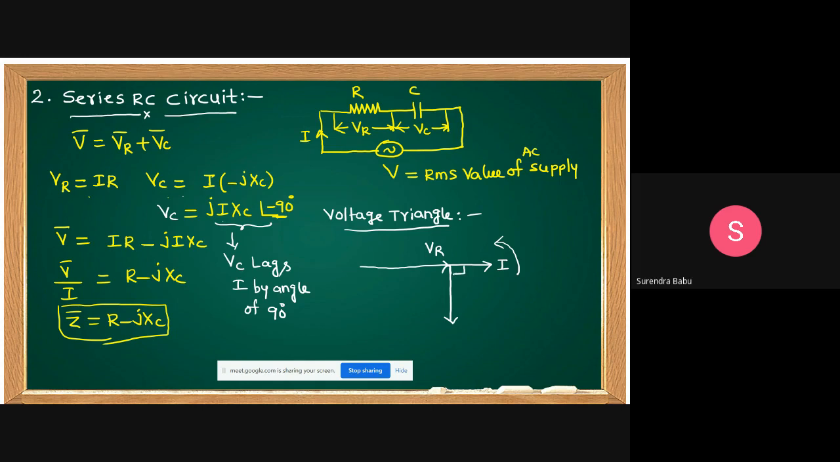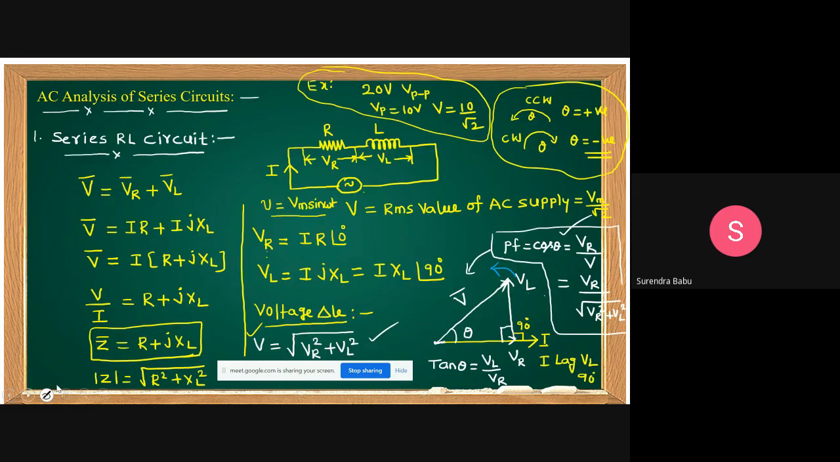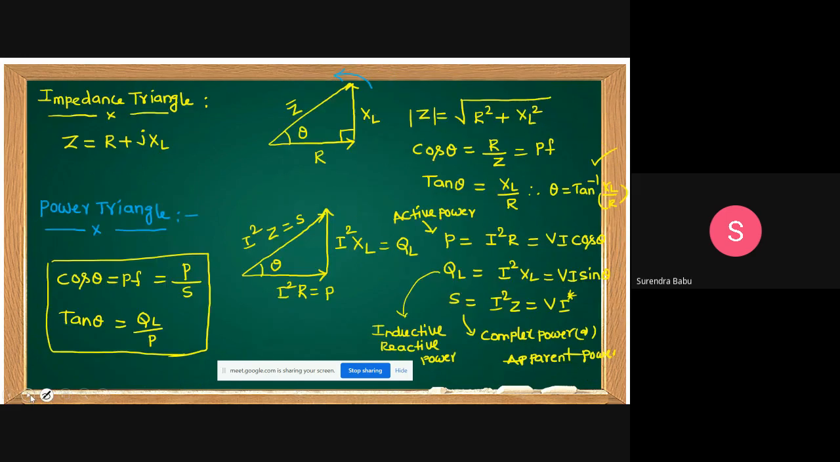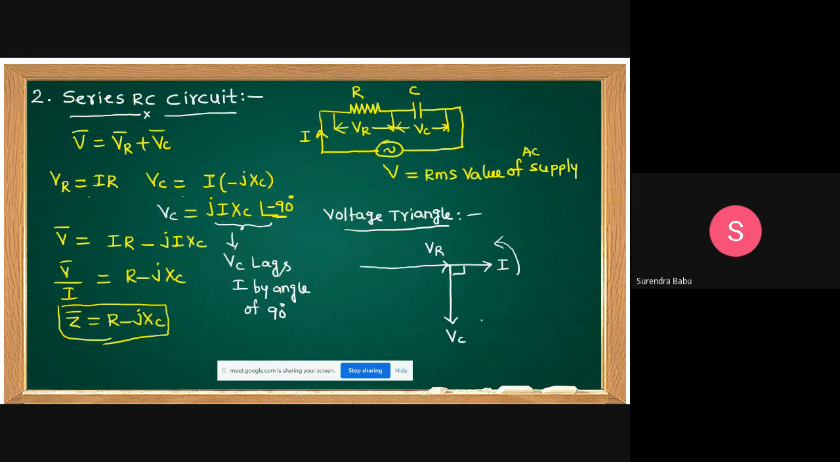Okay, this is the 90 degrees. This is VC. See the previous one. In the RL circuit, VL leads, which means I lags, because VL leads by plus 90 degrees. But here VC lags. Vector rotation is anti-clockwise. First current, next VC. You go this side like this. Then this is VR, this is VC. VR plus VC, what is it, students? V. Yes, this is the V. Now this angle is theta.